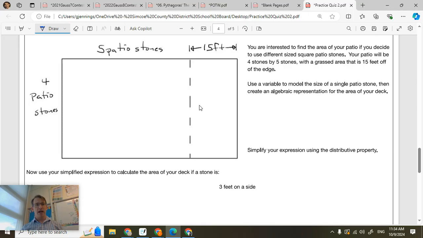Okay, this is 4 patio stones this way. You see them? Like this. But now we're doing it again. It's like deja vu again. Okay?